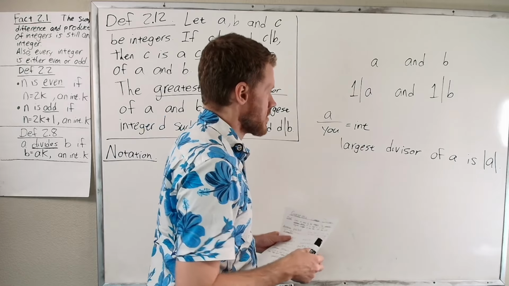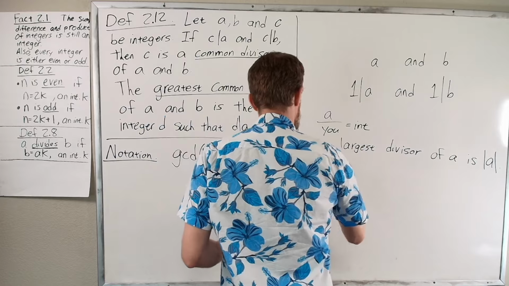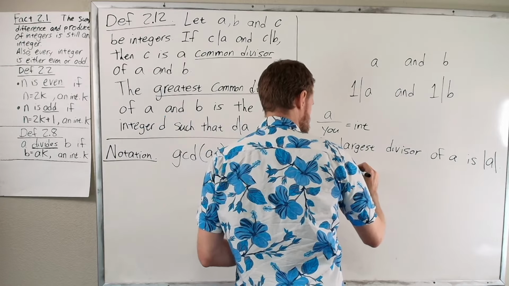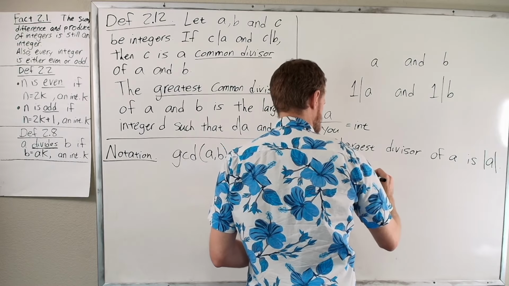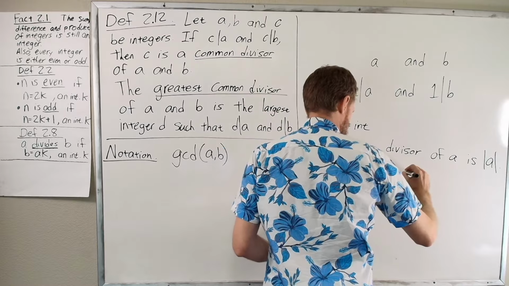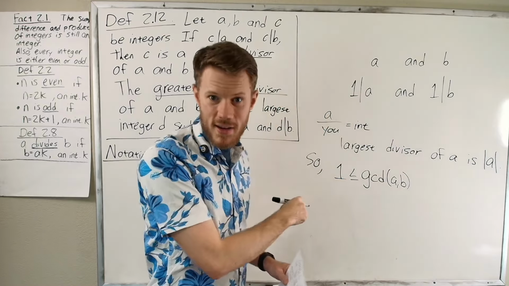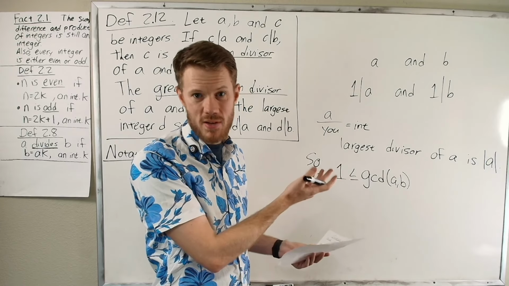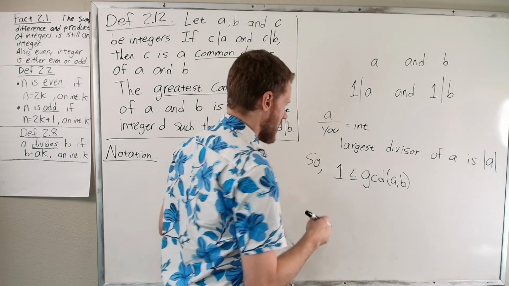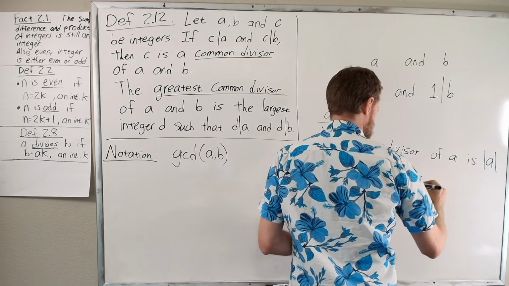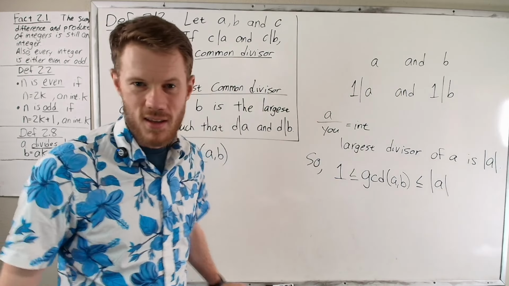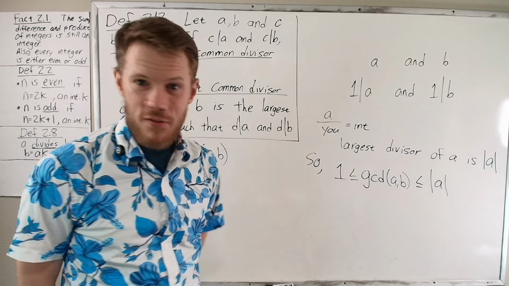Likewise for B. So you know that the GCD of A and B has to be at least 1, right? Because 1 is a common divisor, so the greatest is going to be bigger than that. And it has to be less than or equal to the absolute value of A. So there are only finitely many options.